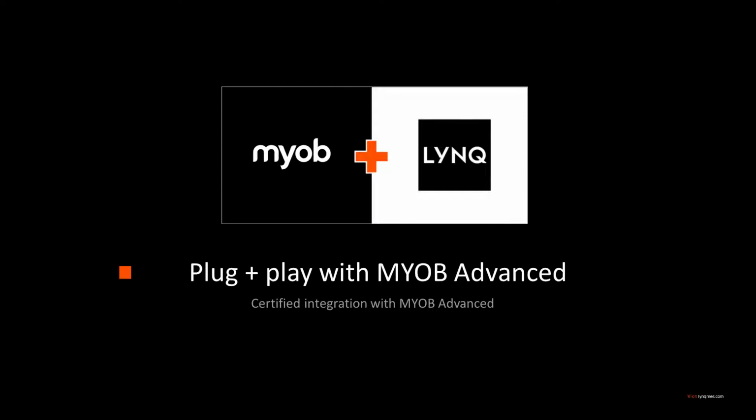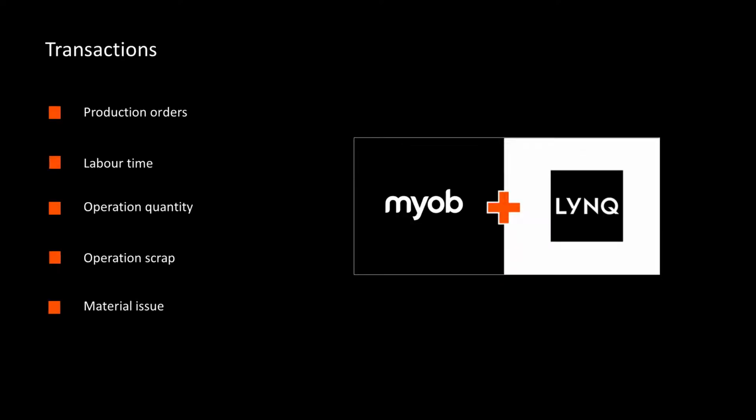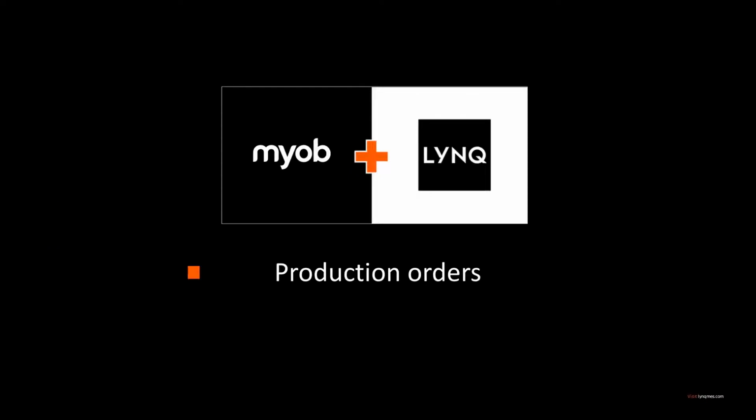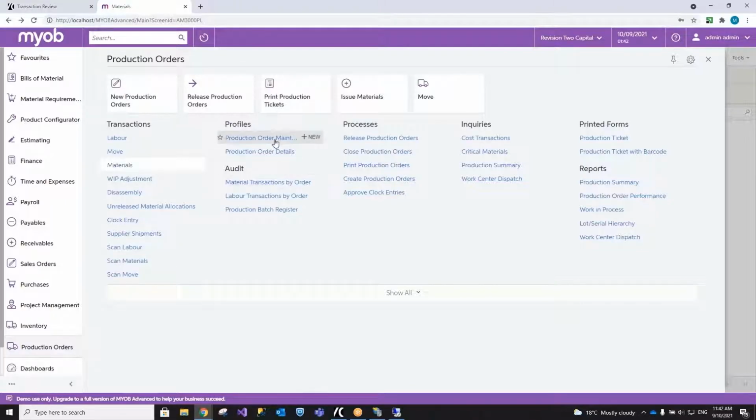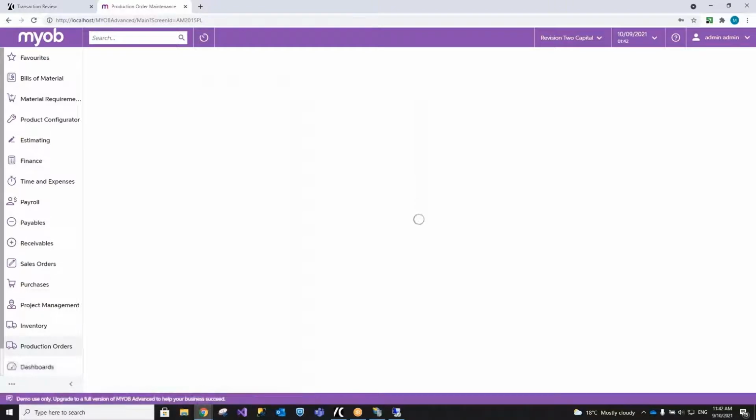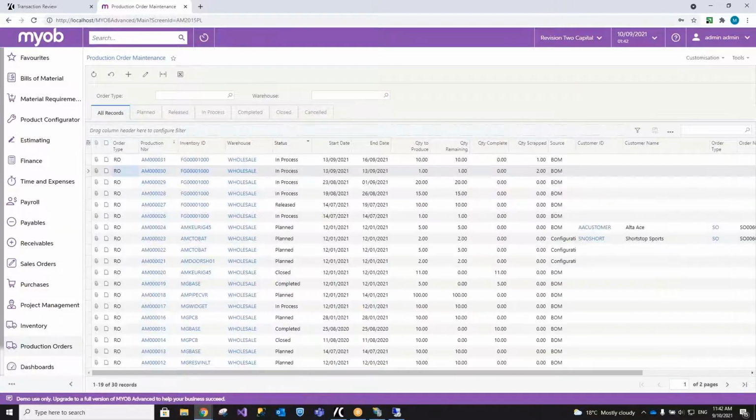Okay, so now we're going to take a look at some of the transaction types, and we're going to take a look at production orders in terms of new schedule start and end dates. We're going to see labor time transactions, operational quantity transactions, scrap transactions, and material issue transactions. So let's create a production order in MYOB Advanced. So let's do that now.